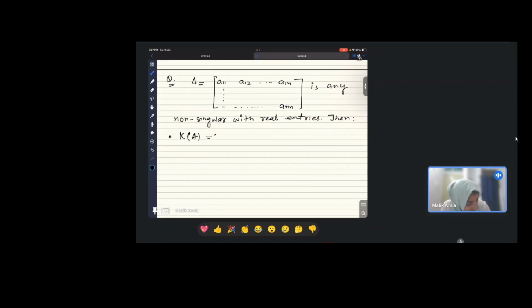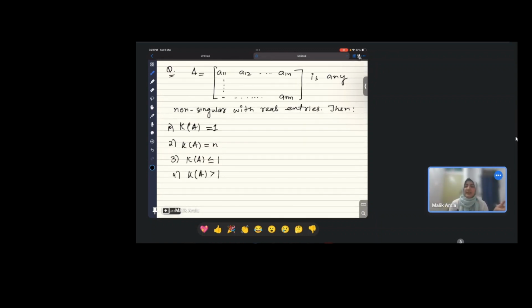Condition number of A is equal to 1, condition number of A is equal to n, third option is condition number of A is less or equal to 1, and the fourth option is condition number of A is greater than 1. So basically first we'll find the condition number, then only we can comment on that. So can we find the condition number of this, or do you have any other approach in mind? Give it a thought, then we'll discuss the solution.